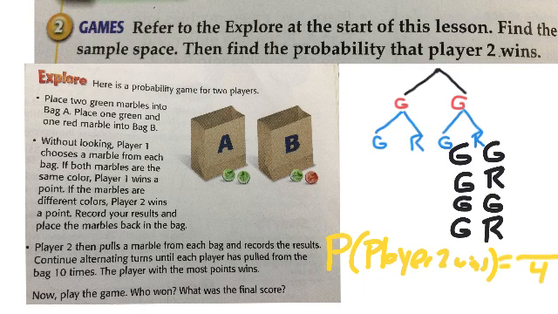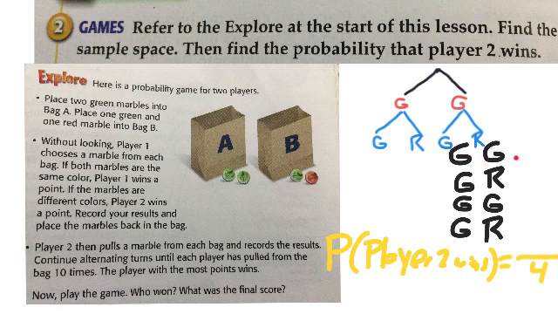So let's go back and read. How does player 2 win? If both marbles are the same color, player 1 wins. If the marbles are different, player 2 wins. So how many different ways could player 2 win? Well, the marbles have to be different colors.